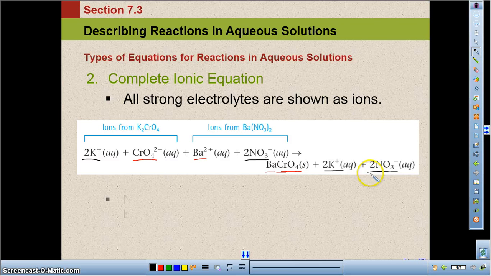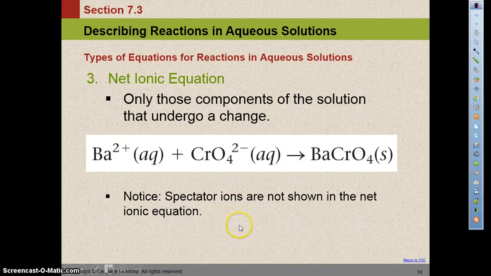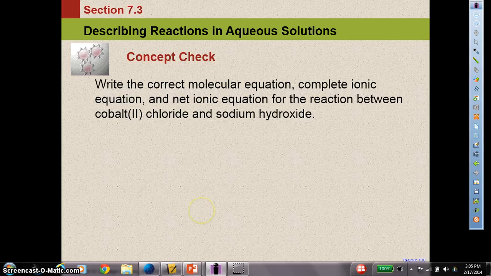And in order to get to the net ionic equation, we're going to eliminate the spectators and just end up with what's actually going on, the players who are on the court playing the game. So for a net ionic equation, we're only going to include the compounds that undergo the change, or the players in the game, and this is what we eliminated, everything but this, and this is our net ionic equation with no spectators. So let's take a look at a concept check that's going to help us through doing one of these entire problems when you're asked to do them.